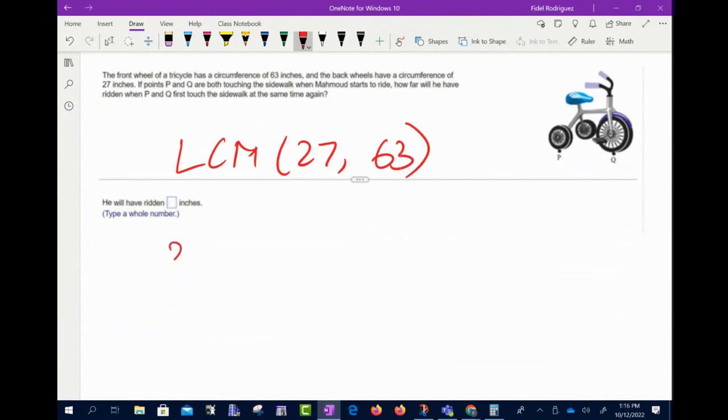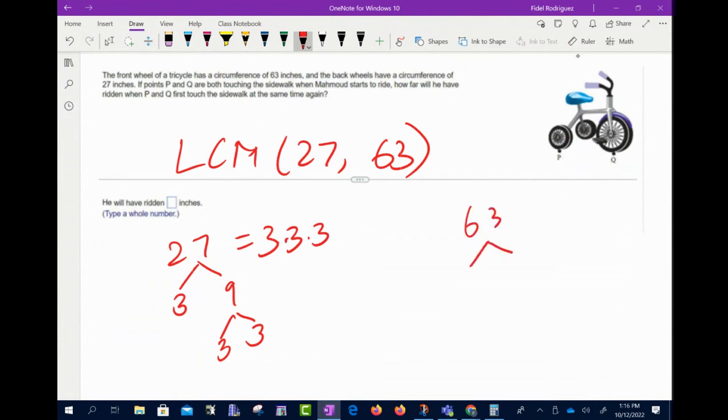Okay, so look, let's take 27. Let's break that down. That's 3 and 9, but 9 is 3 and 3. So I got 3, 3, and 3. Okay, 63 is 7 and 9. And I can't break down 7, but we can break down 9 into 3 and 3. Okay.